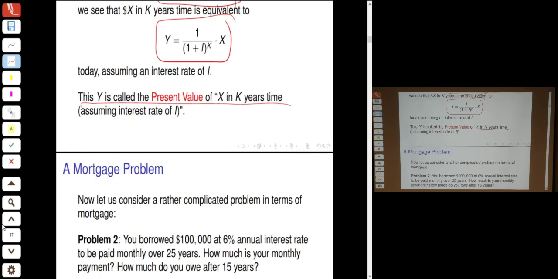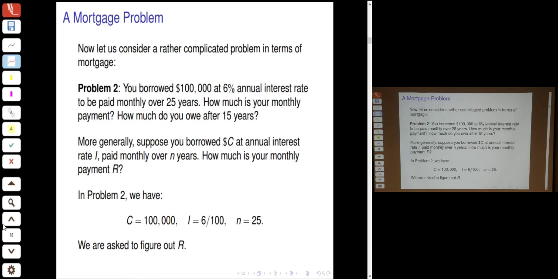So, here is a mortgage problem. Let us consider a rather complicated problem in terms of mortgage. If you borrowed $100,000 at 6% annual interest rate, paid monthly over 25 years, how much is your monthly payment and how much do you owe after 15 years? What makes this problem complicated? The thing that makes it complicated is that you are paying back monthly. As soon as you pay your first monthly installment, the amount you owe to the bank has actually reduced.